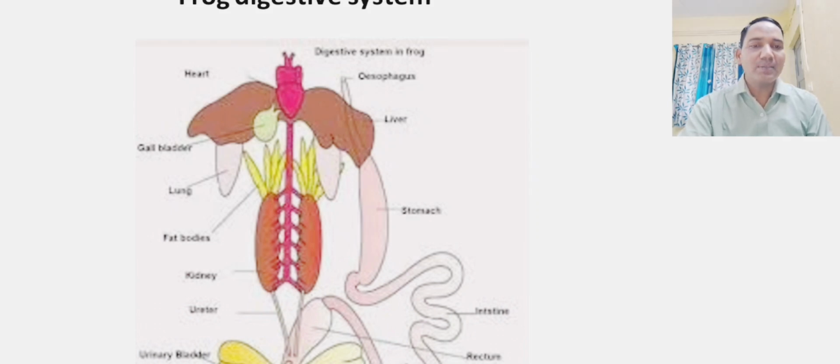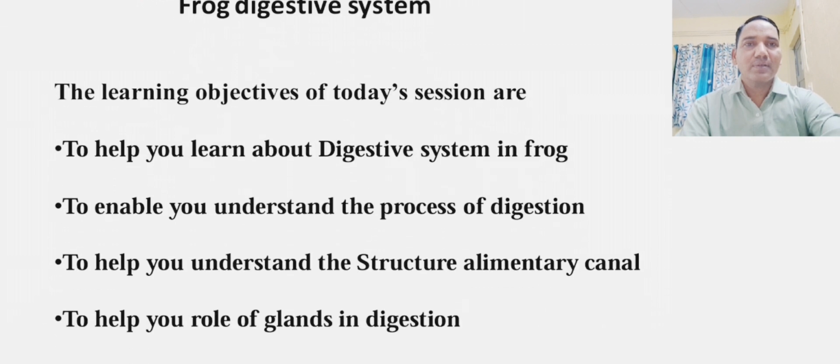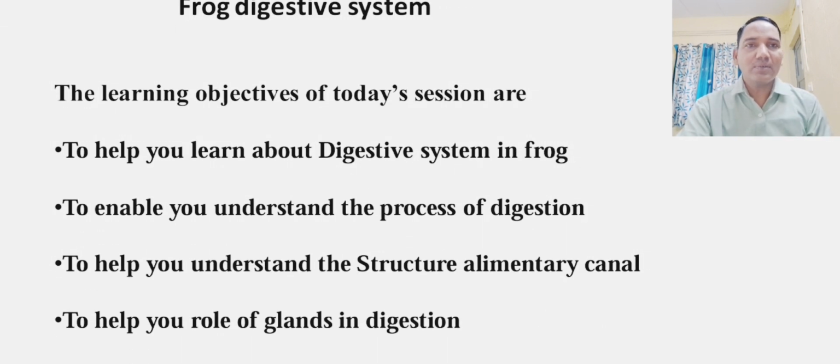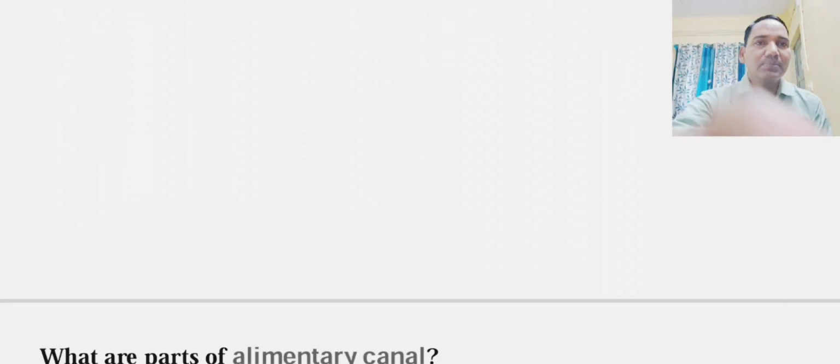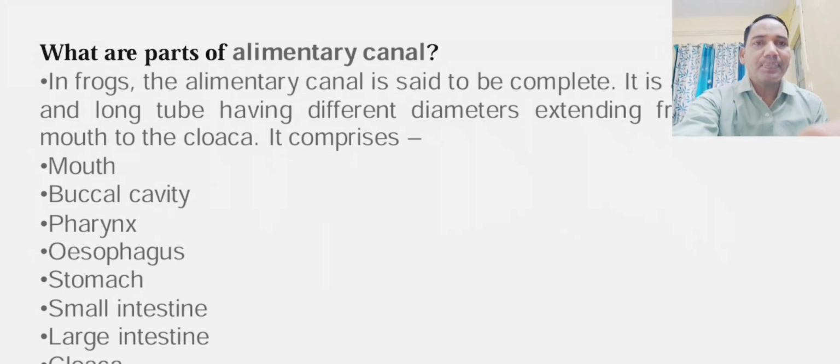Today we will take up digestion in frog of class 11th biology. The learning objectives of today's session are to help you learn about the digestive system in frog, to enable you to understand the process of digestion, to help you understand the structure of the alimentary canal, and to help you understand the role of glands in digestion.